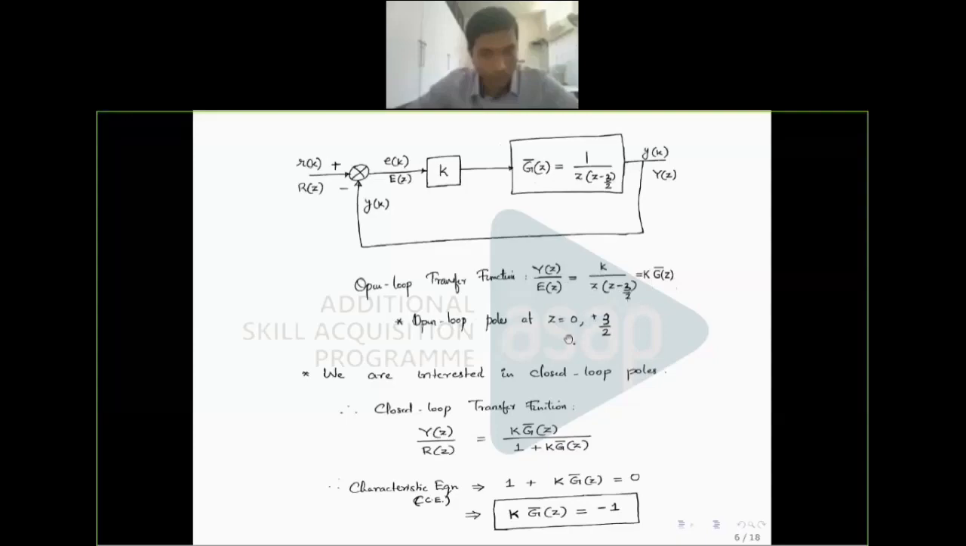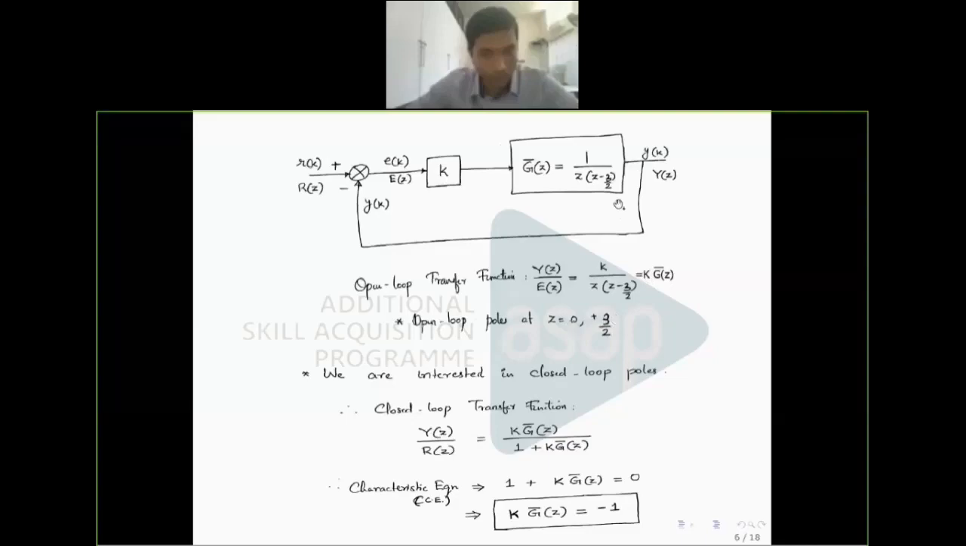So from this, you can see that the open loop poles are at Z equal to 0 and Z equal to plus 3 by 2. From interpreting the open loop poles, you can come to the conclusion that since there is a pole outside the unit circle, the open loop system is unstable. The open loop system is unstable, but we are not that much bothered about the open loop system. What we are interested in knowing is the closed loop.